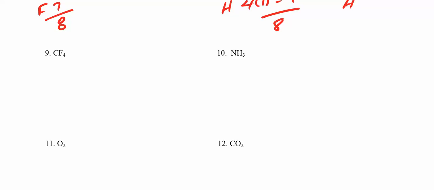Number 9 is similar. It's not CH4, but rather CF4, but it's done similarly. Remember that carbon had 4 valence electrons, so I'll add those in right there. Each of the fluorines has 7, and there are 4 of them. 4 times 7 is 28. So how many do I have total? 4 plus 28. I've got 32 valence electrons total.